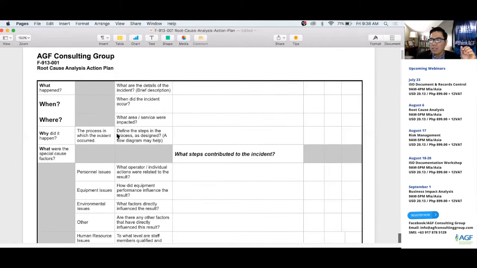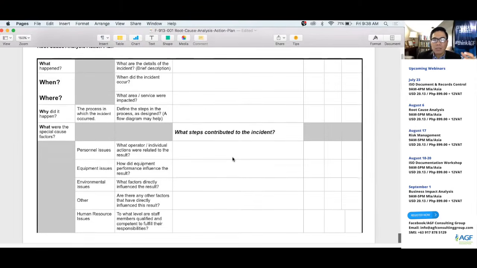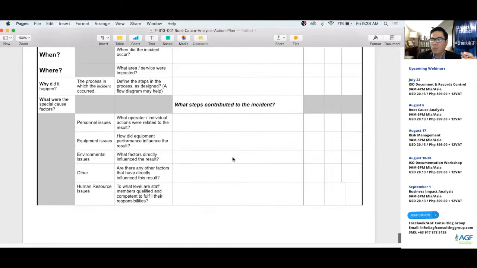So you can do a more in-depth root cause analysis. When did it happen? Instead of just simply asking the 5 whys. Or where did it happen? So you can add these guide questions. You may feel free to take a screenshot, by the way. Why did it happen? So define the steps in the process. And what were the special cause factors? What contributed to the incident, to the nonconformity?